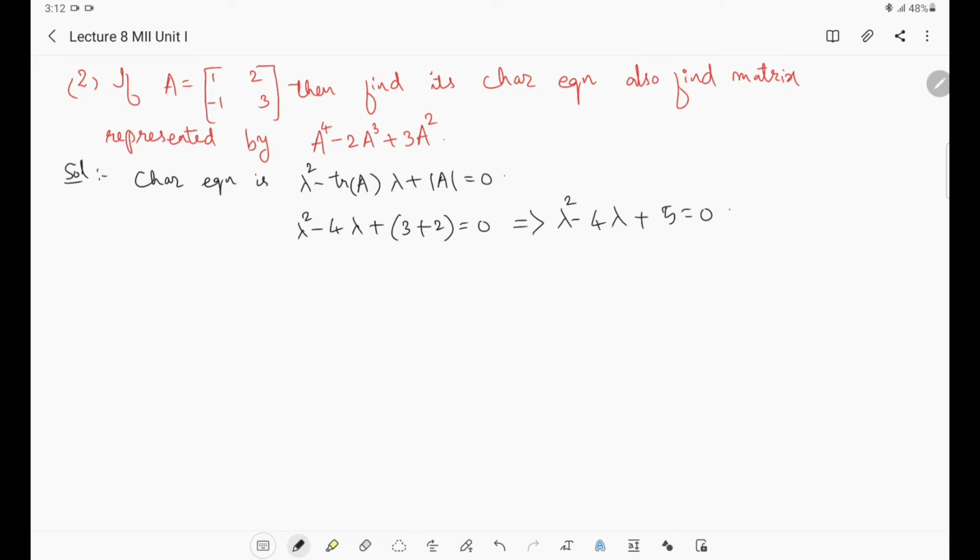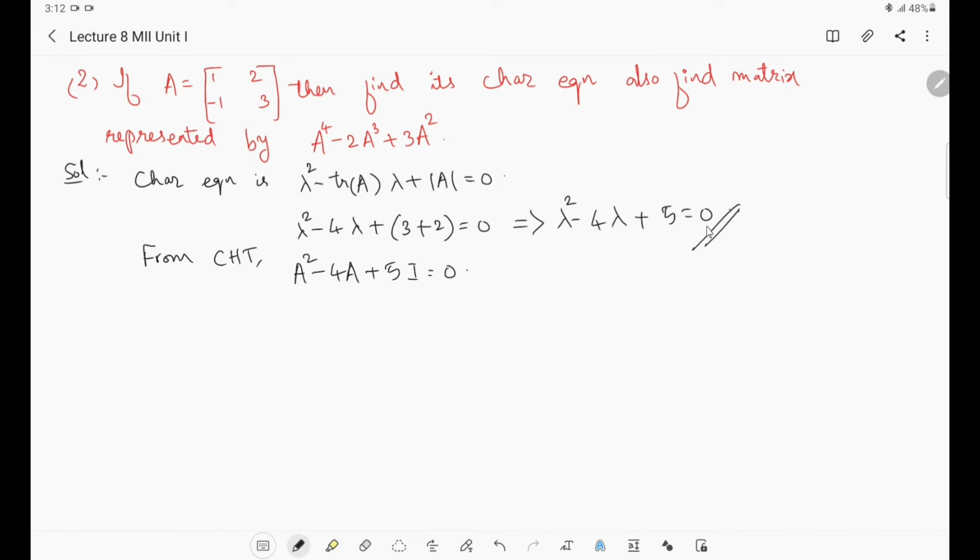This is the characteristic equation, right? Now from the Cayley-Hamilton theorem we know that every square matrix satisfies its own characteristic equation. Then what we will get? A squared minus 4A plus 5I equals 0. See, up to this, the first part of the question is over.